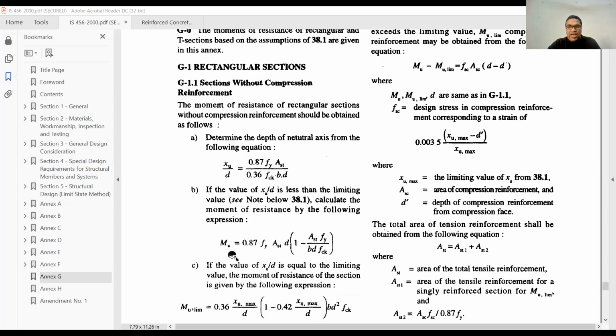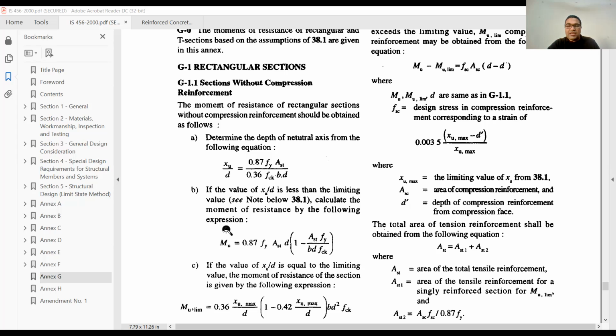this formula. Mu is the moment of resistance of an under reinforced section, and the moment of resistance of an under reinforced section can be calculated with this formula, which is 0.87 into Fy into Ast into d, and in the bracket it is 1 minus Ast into Fy by bd into Fck. So using this relation, we can find out Ast, but this relation is for the under reinforced section.